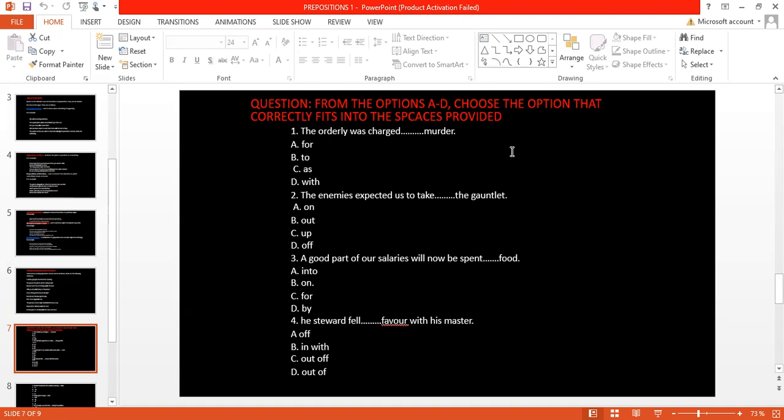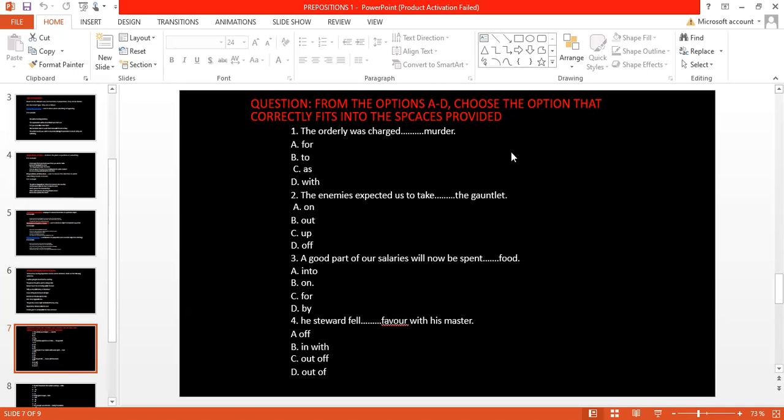All right. Number two, the enemies expected us to take dash the gauntlet, right? To take on the gauntlet, to take out the gauntlet, to take up the gauntlet, to take off the gauntlet. Of course, to take up the gauntlet. You know what taking up the gauntlet is? To take up arms, all right? To start fighting, to retaliate, for a reprisal attack, and so on, okay?